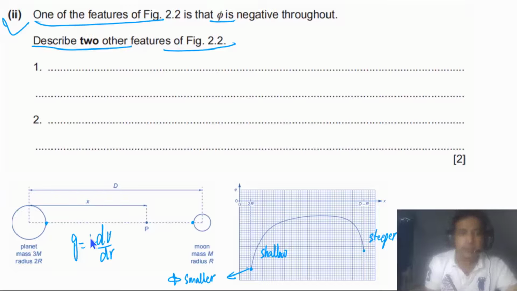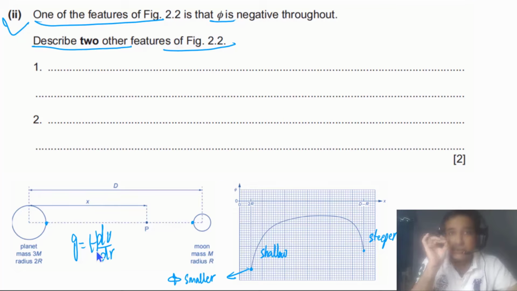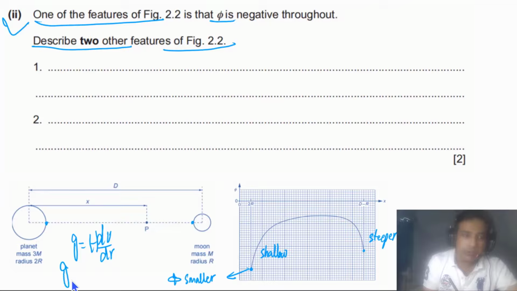This negative is telling us direction, so don't get confused with this negative. The negative is telling us the direction of G. So this is shallow and this is steeper. It means G at the surface of the moon is greater than G at the surface of the planet.